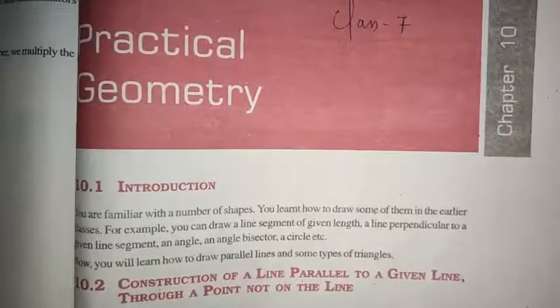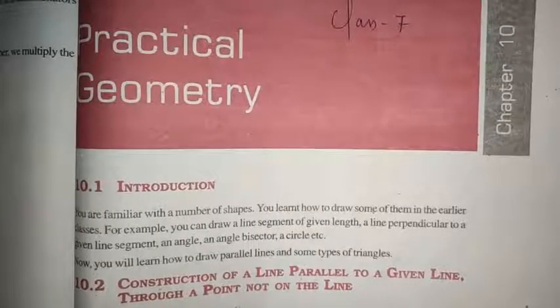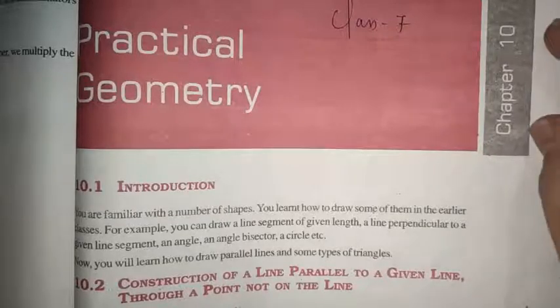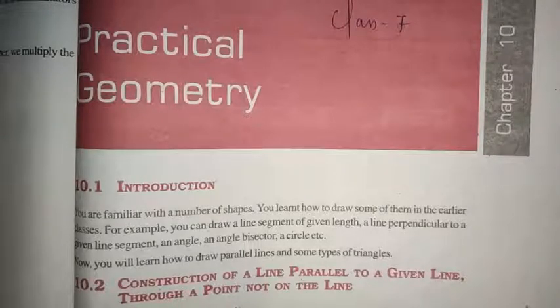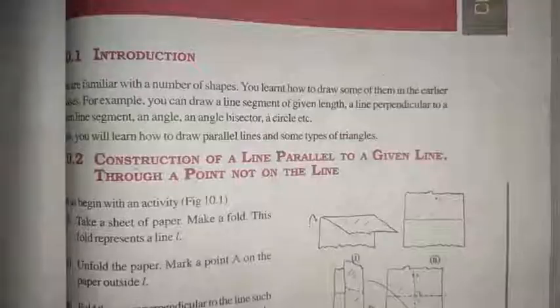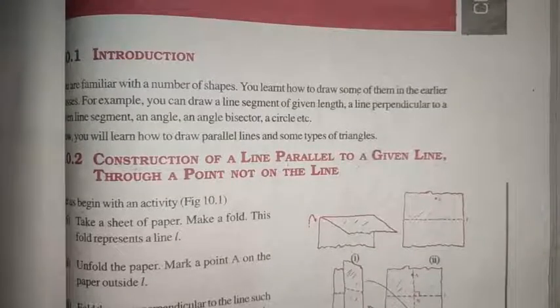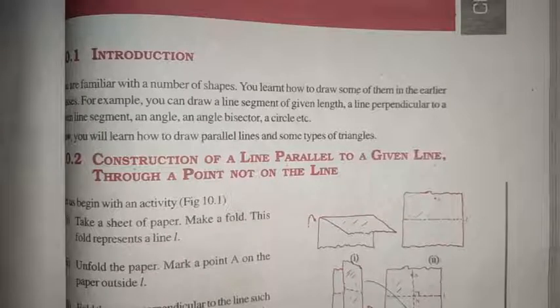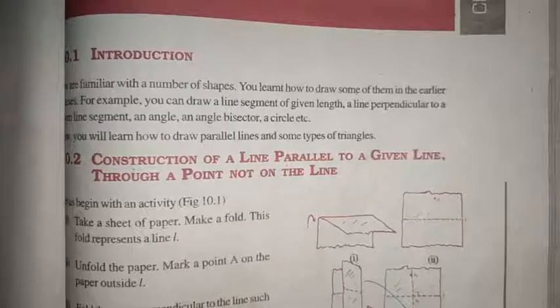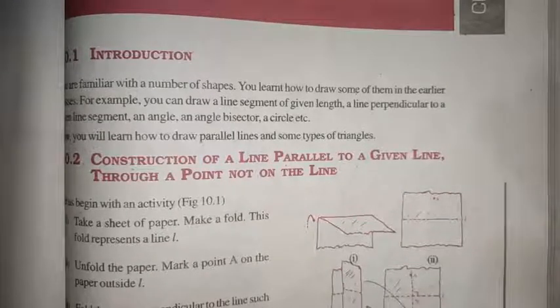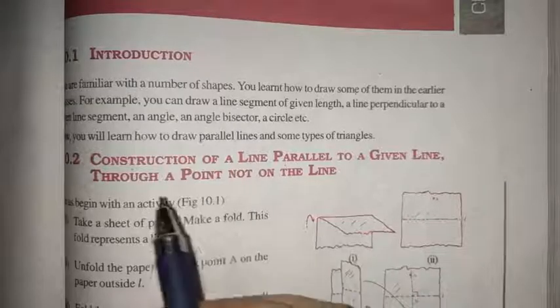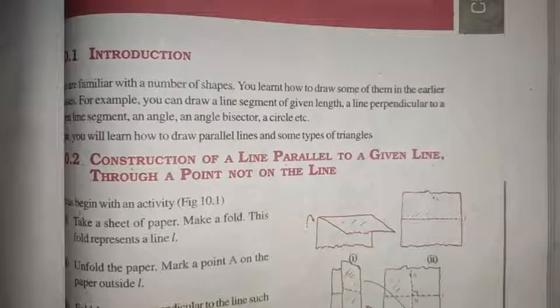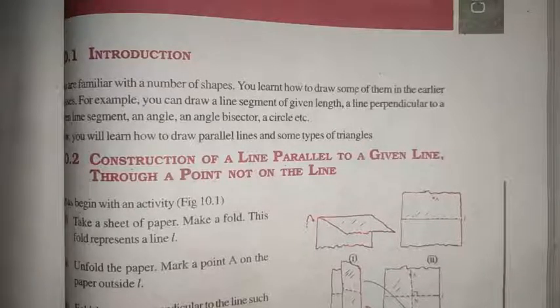So as mentioned, from today onwards we are going to start a new chapter, that is practical geometry from your NCERT, chapter number 10. Before heading to the exercise, I will give you a little bit of introduction regarding this chapter. Over here we will construct a parallel line, we will construct a triangle, we will do a variety of sums, which are variety of constructions which are very much interesting.